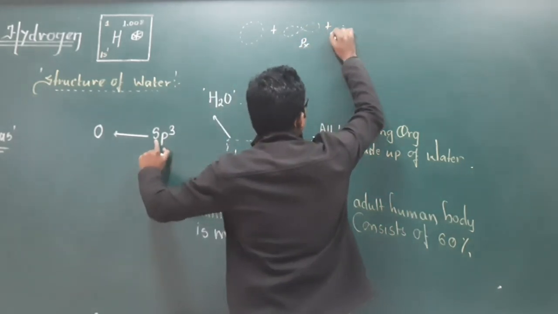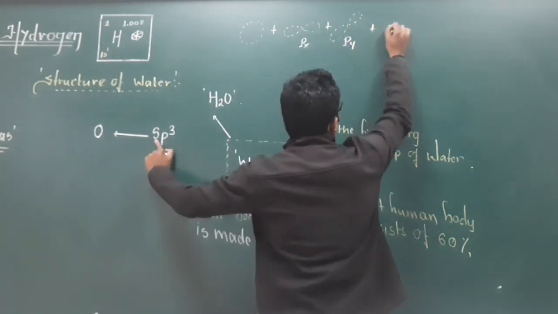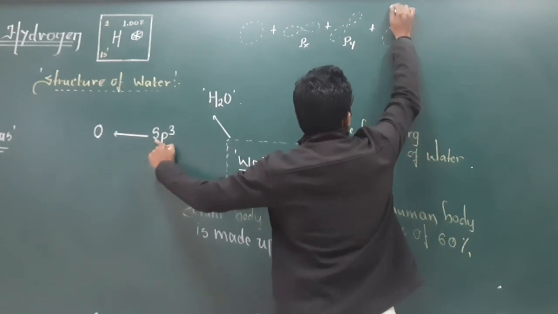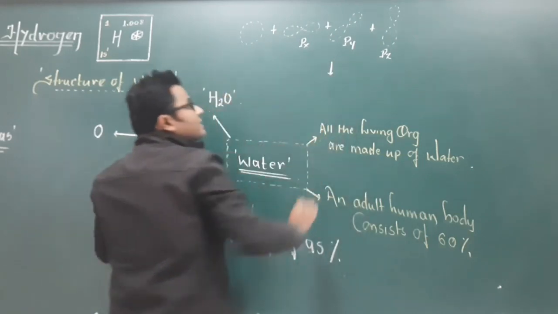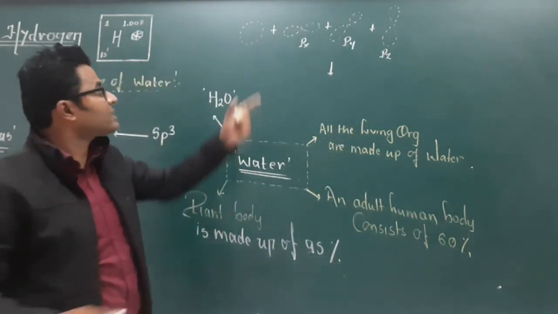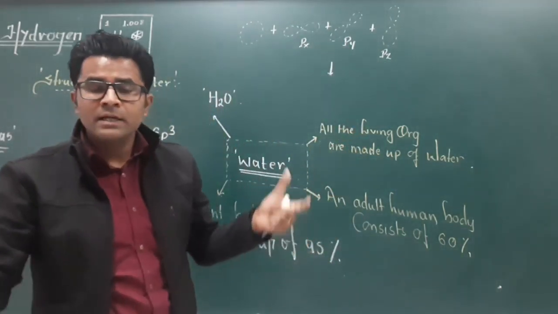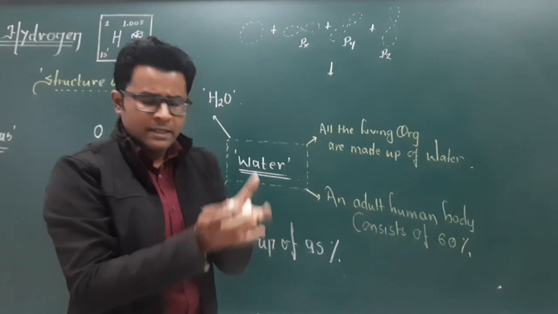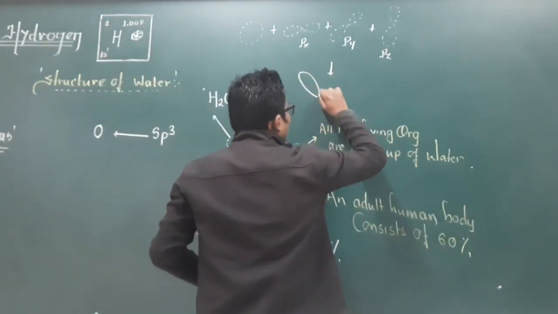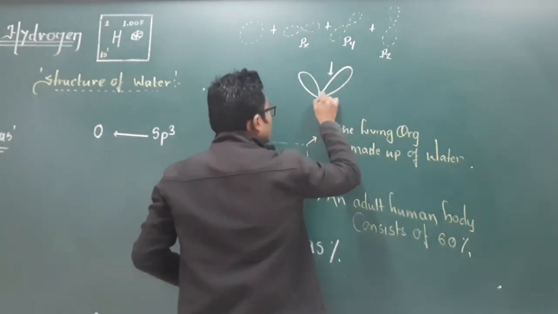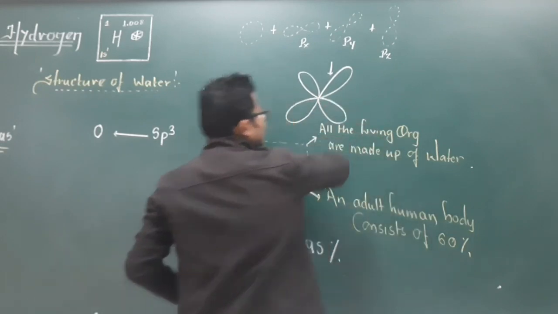It combines with py, and of course it also combines with pz. Once it combines, it is going to have 4 lobes because 1, 2, 3, 4 atomic orbitals are getting combined in this particular case. As a result of which, there are going to be 4 lobes to the oxygen, something like this.